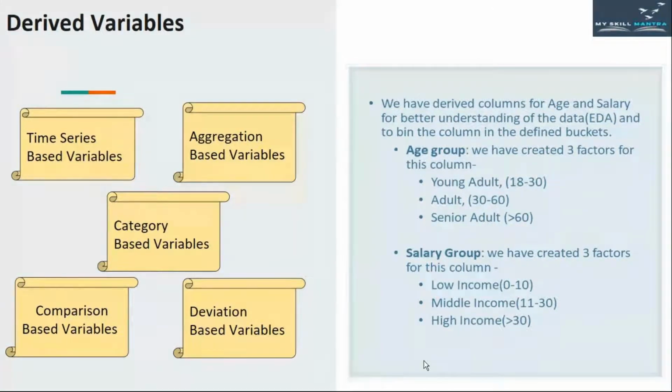So here we bin the continuous variables into categories. We had something like this in our exercise as well. We had the age variable and the salary variable. For generating better insights, we bin the column into specific buckets. We bin the age into young adult, adult, and senior adult, and we bin the salary into low income, mid income, and high income. So this will essentially generate better insights.